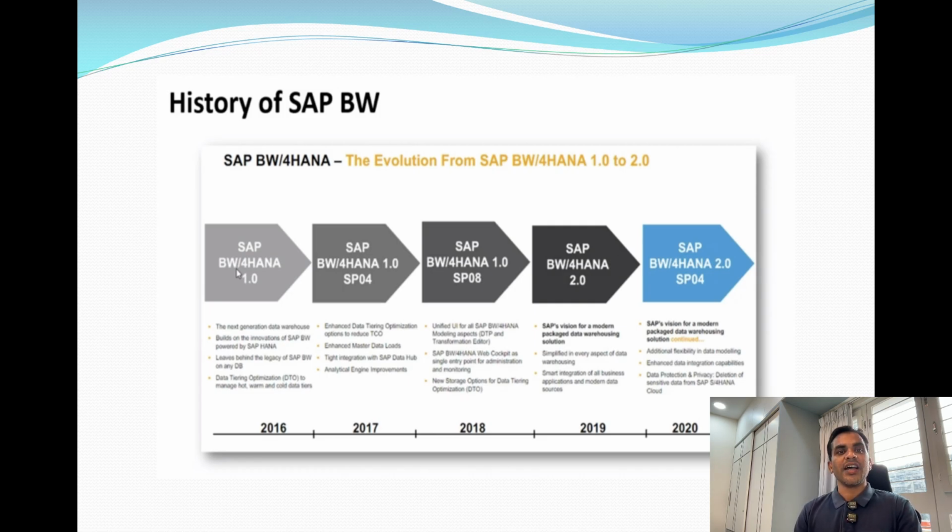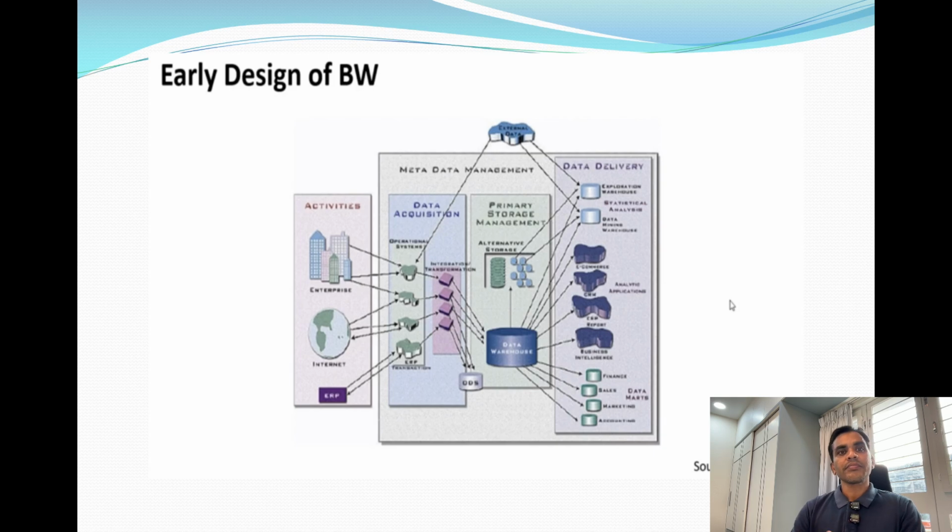Earlier, it was in very old versions. Now it is BW 4 HANA. This is the early design of the BW, which was first developed like this kind of ETL flow: data in the source moves into the target using ETL. So that is called ETL.